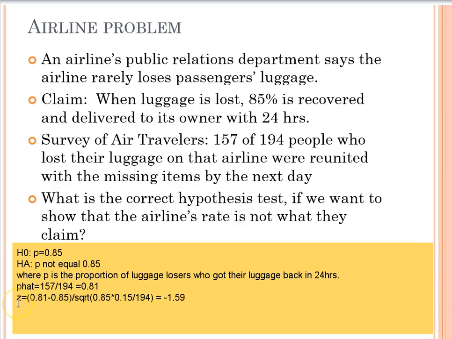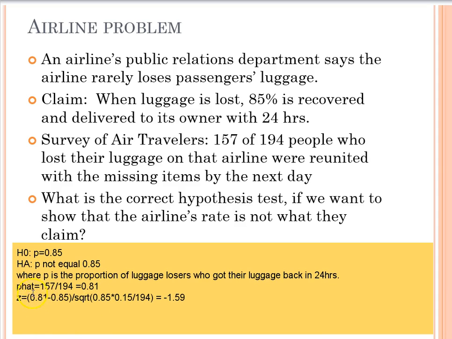The next step is to find our z-score. But to do that, we need to know the sample proportion. We sampled people in our survey and said 157 of them were reunited with their missing item. That means about 81% of the people we sampled had luggage that they were reunited with within 24 hours.